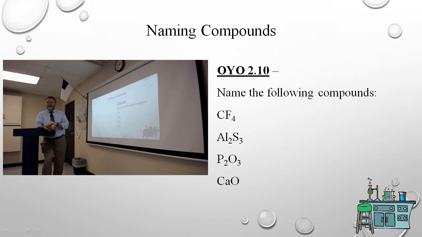The first one, ionic or covalent? Covalent because there are no metals in it. So I have to use the covalent naming paradigm, which uses the prefixes. I would look at the first one and say, well, that would be a monocarbon, but I don't use the monos, so it's carbon. 4 is a tetra, fluorine, but it becomes a fluoride, so it's carbon tetrafluoride.